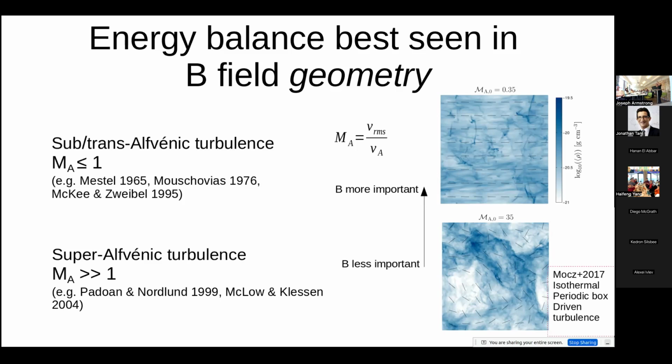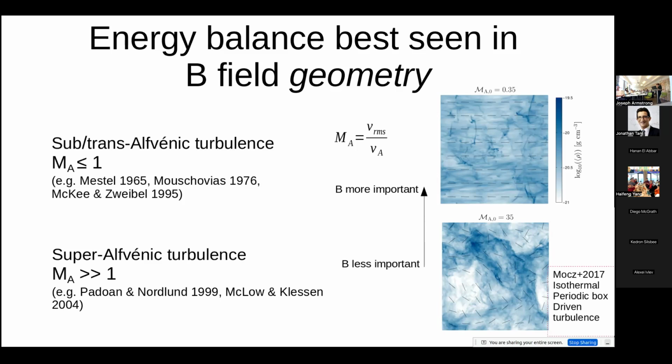So these are, on the right, 2 images of a different type of simulation where you have a box of isothermal gas, you're driving turbulence on large scales, and you have periodic boundary conditions. So very different type of simulation, but it allows you to look in more detail at the formation of the structures and the evolution. Okay, so the top panel is for Mach number smaller than 1.